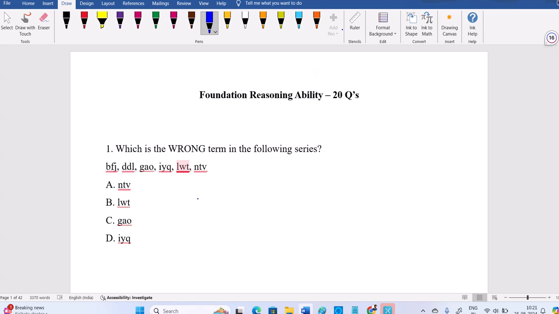They are giving letter series only. That too, you need to find the wrong term. What is the next term? They are not asking that. They are focusing only on the wrong term. Right. So then, how to approach this question?